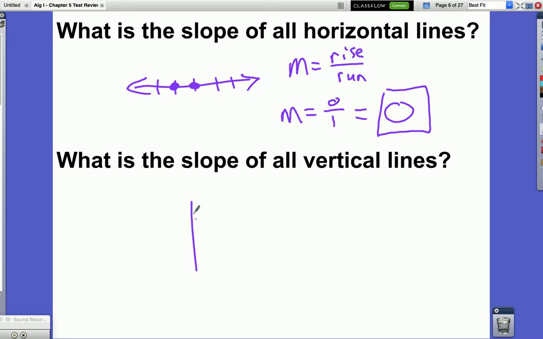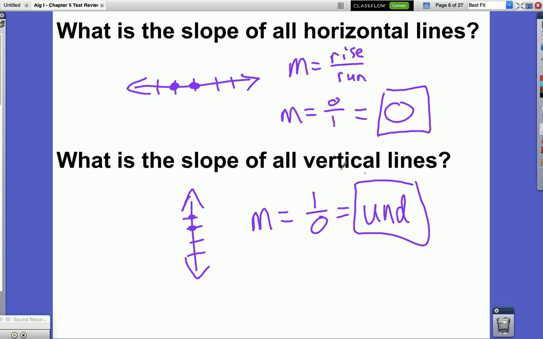Vertical lines are lines that go straight up and down. So again, if you think of points on the line and you use rise over run, we go up 1 over 0. And we learned on the last page, we reviewed that 1 divided by 0 is undefined. Every vertical line has a slope of undefined.